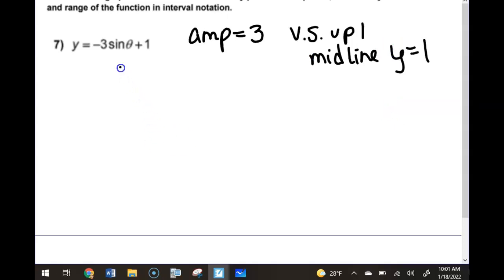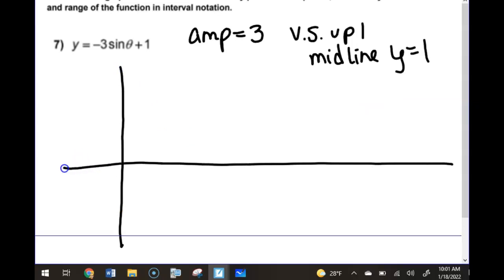All right, I'm going to actually start here. It's shifted up 1, so I'm going to move my x-axis down just a little bit, and it goes up 1, so that's my midline. You can label this as your midline if you want. Just make sure you are careful. It's y equals 1 is my midline.